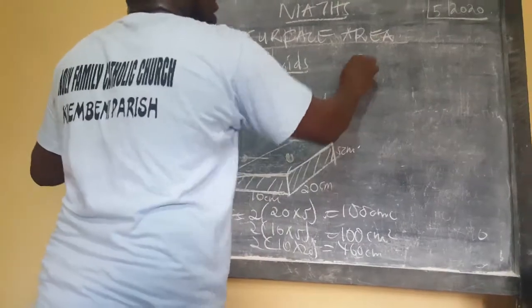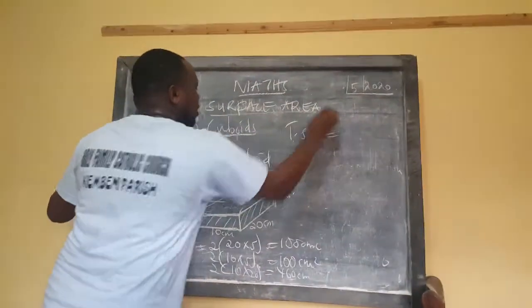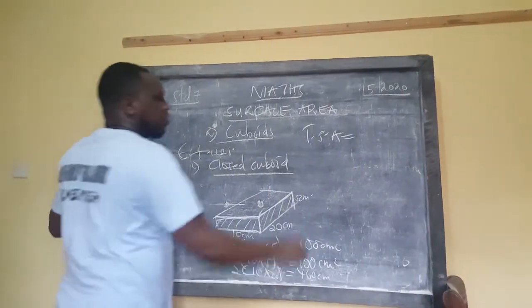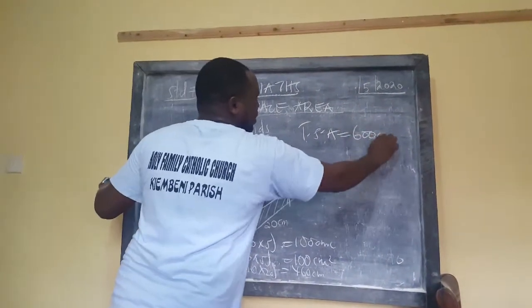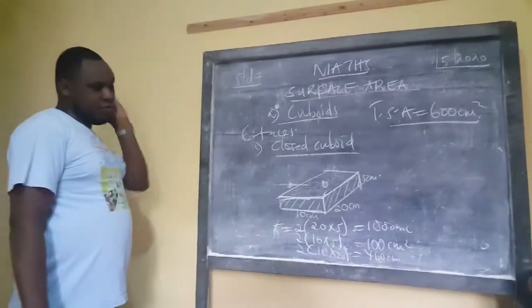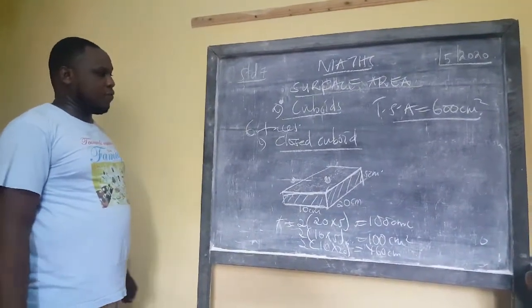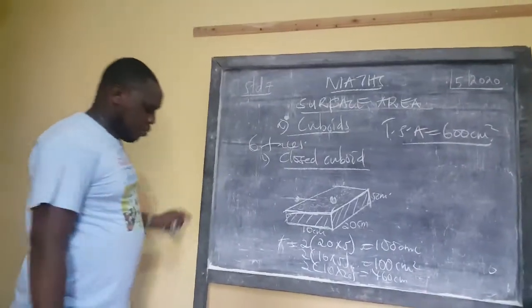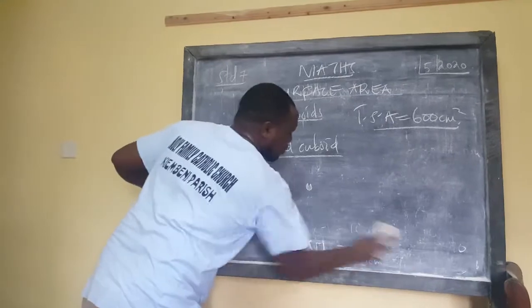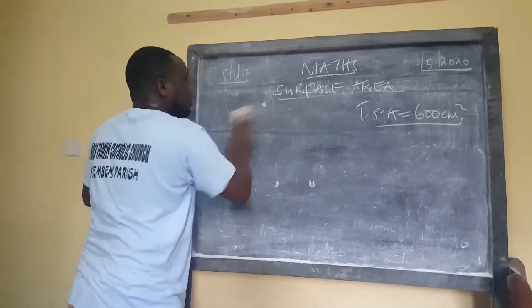So the total surface area is going to be 100 plus 100 plus 400. That is going to give us 600 centimeters squared. So that is the total surface area of that cuboid. Maybe we do another one so that we can understand. We'll do another one.